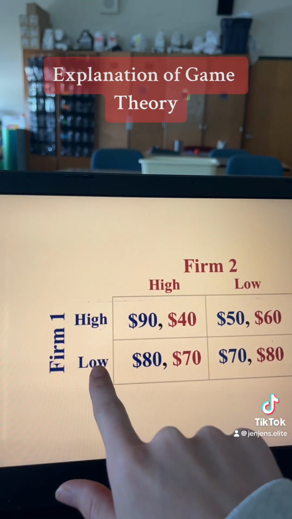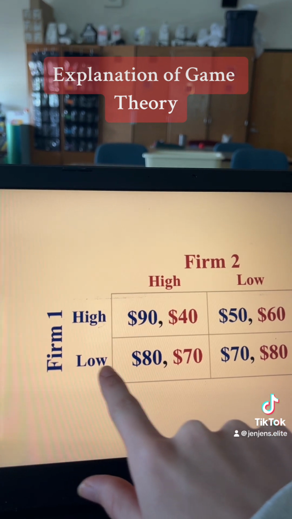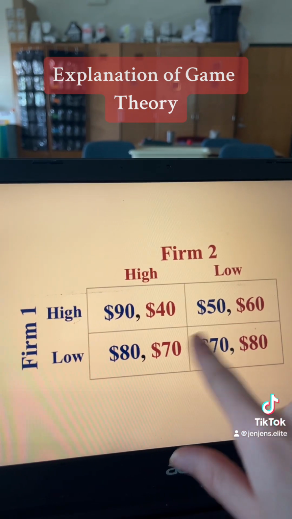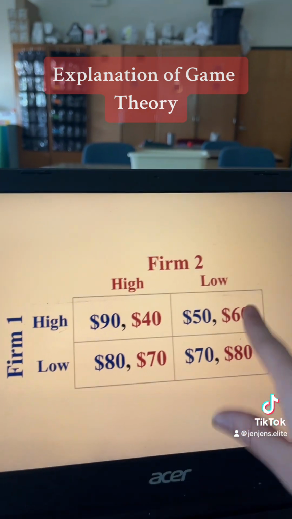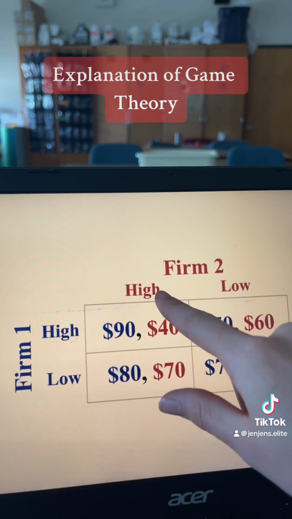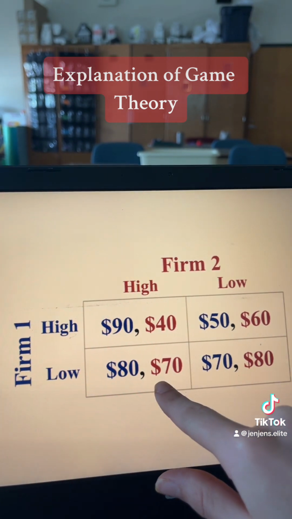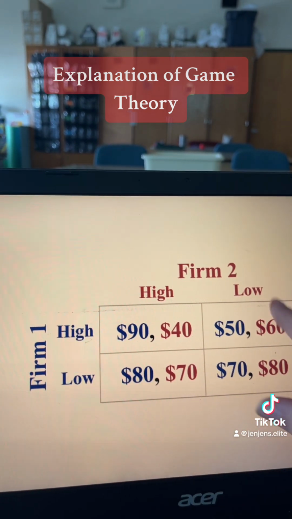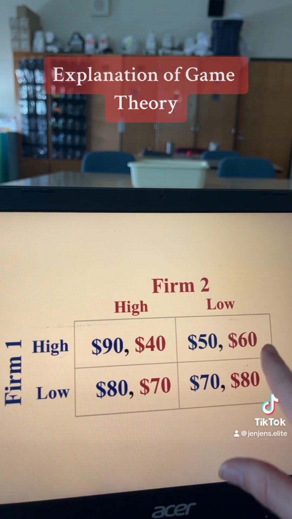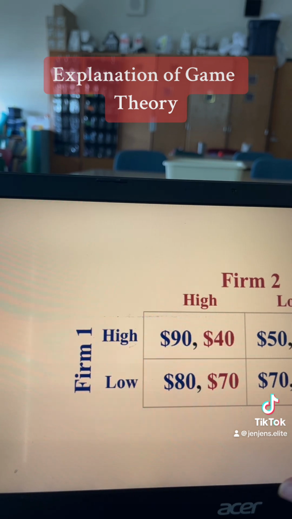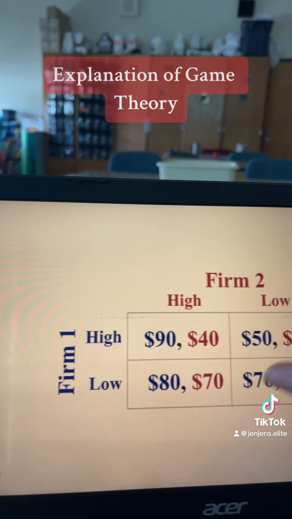If this firm chooses low, then this firm is also going to choose low again because 80 is greater than 70. They will be making more of a profit. For firm 2, if they choose to go high, then firm 1 will choose to go low. And if firm 2 chooses low, then once again firm 1 is going to choose low. So their dominant strategy is low, and so is firm 2's.